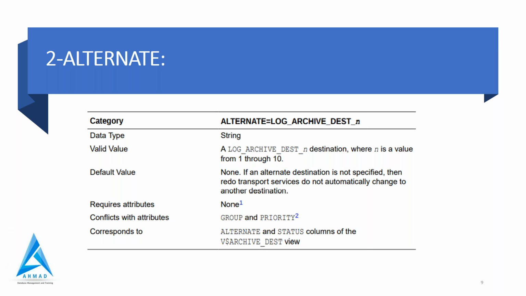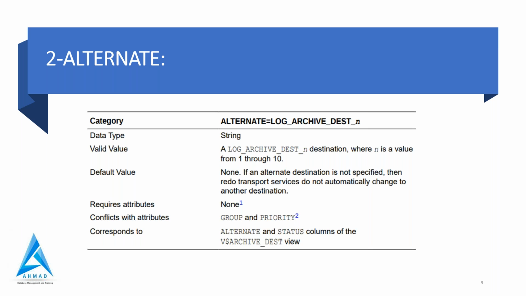And if an alternate destination is not specified, then redo transport services do not automatically change to another destination. You can check the alternate and status columns from V$ARCHIVE_DEST. From 12.2.0.1, you can expand the number of alternate archive destinations by using the group and priority attributes. These are new attributes introduced in 12c, so we will discuss them later on.